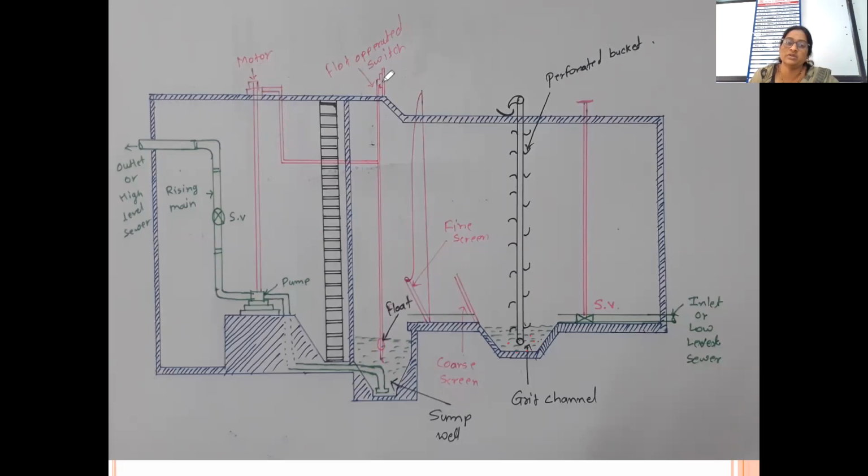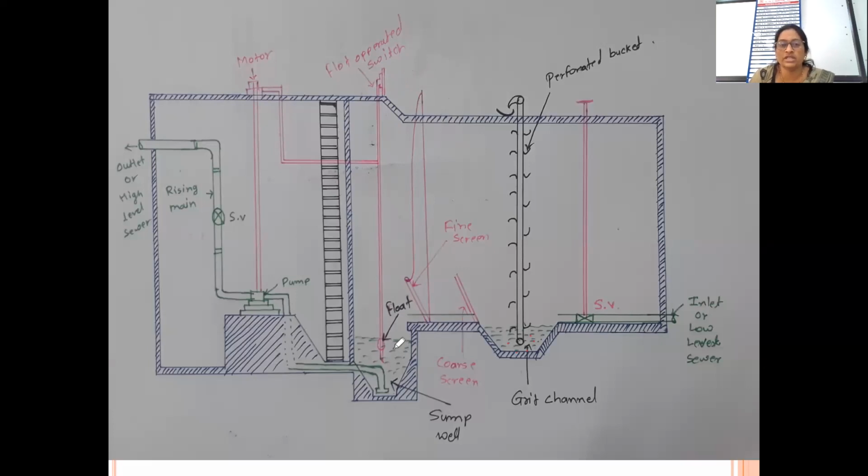So a float operating switch is provided over here. You need not switch this float operating switch on or off; it works automatically. Automatically in the sense that if the level of water rises in this chamber, it will switch on. If the level of water drops down, it will switch off. That way it functions automatically.